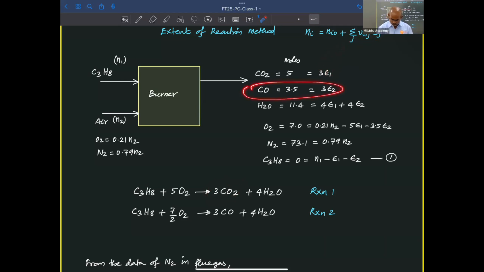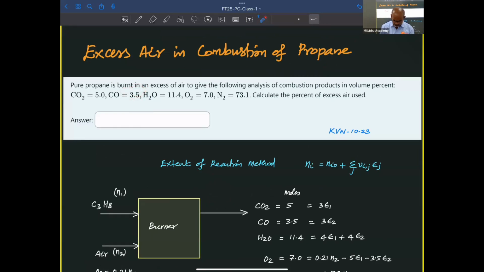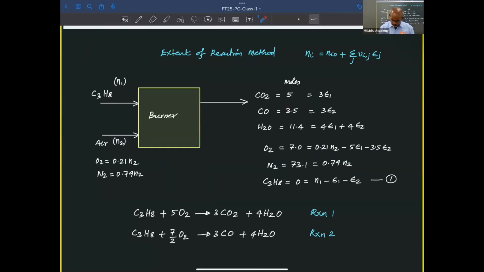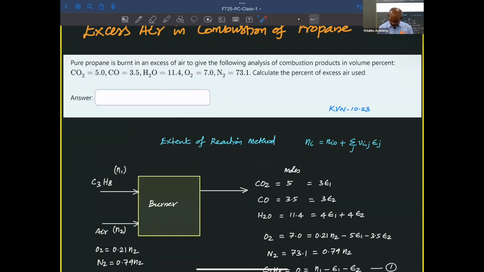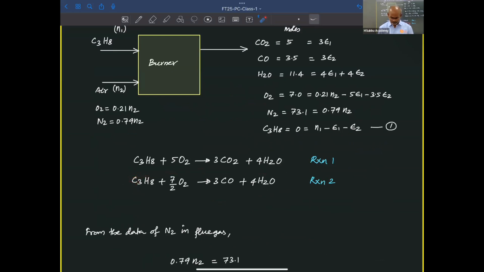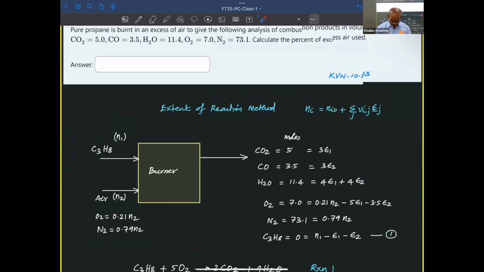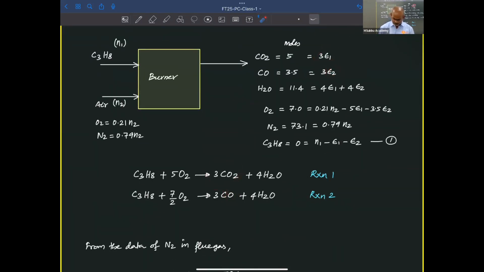Now for CO. CO is given in the product content as 3.5 moles in the product. How do you get that? CO is involved in the second reaction, but again ensure that you are writing the balanced stoichiometry. And 3 is the stoichiometric coefficient, and this is involved in the second reaction, 3 into E2. Whereas this is 3 into E1, because of the first reaction, and this is the second reaction.